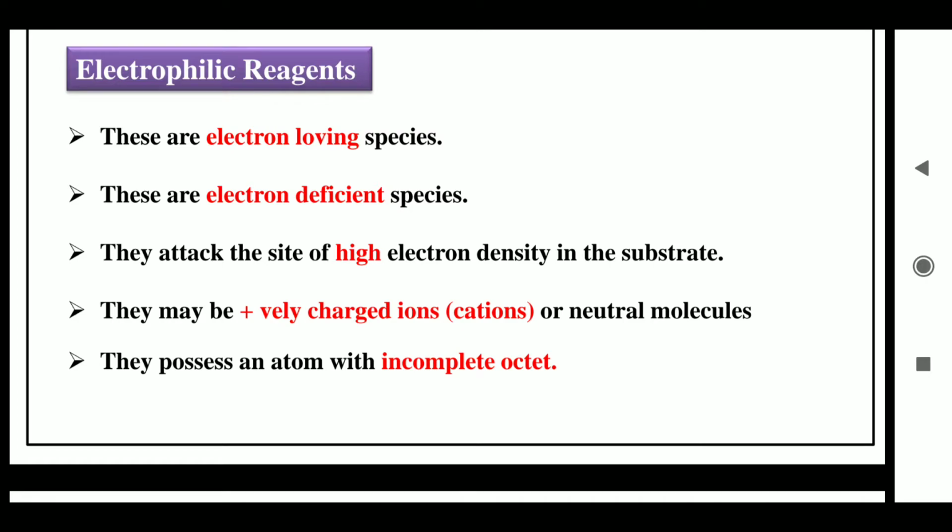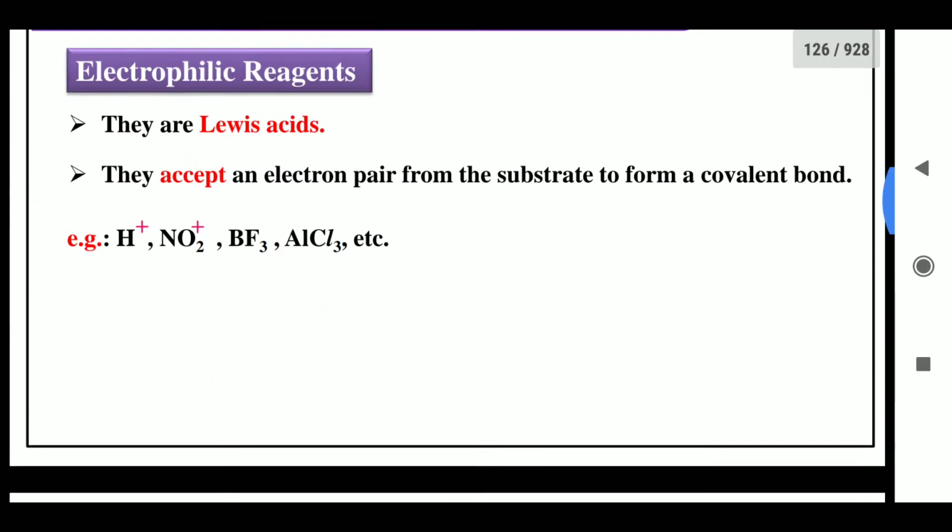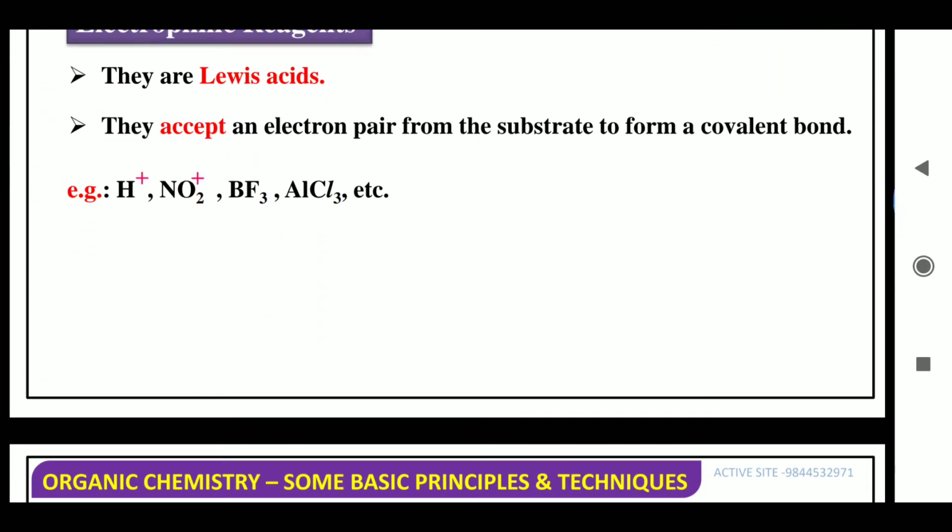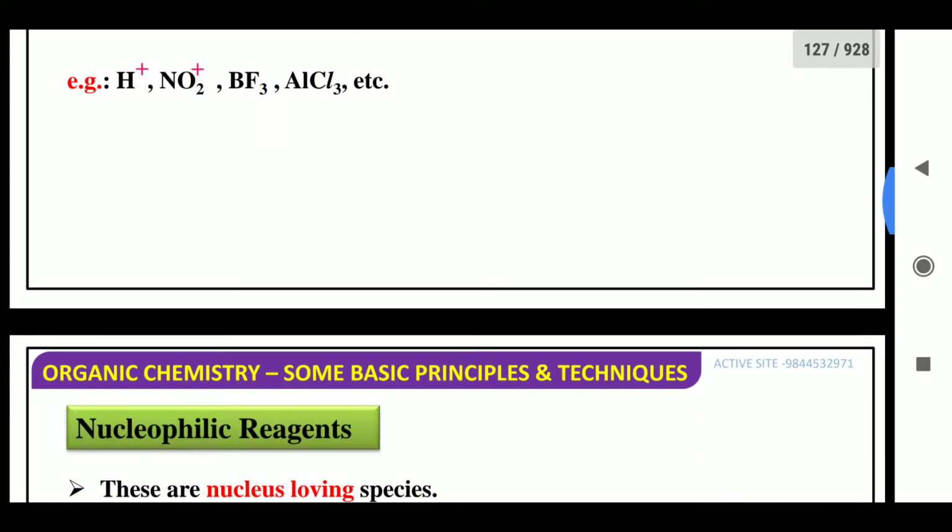Next, they possess an atom with an incomplete octet. They are Lewis acids. They accept an electron pair from the substrate to form a covalent bond. Here you can see I have given examples of H plus ion, nitronium ion, boron trifluoride, aluminum chloride. These are all examples of Lewis acids.